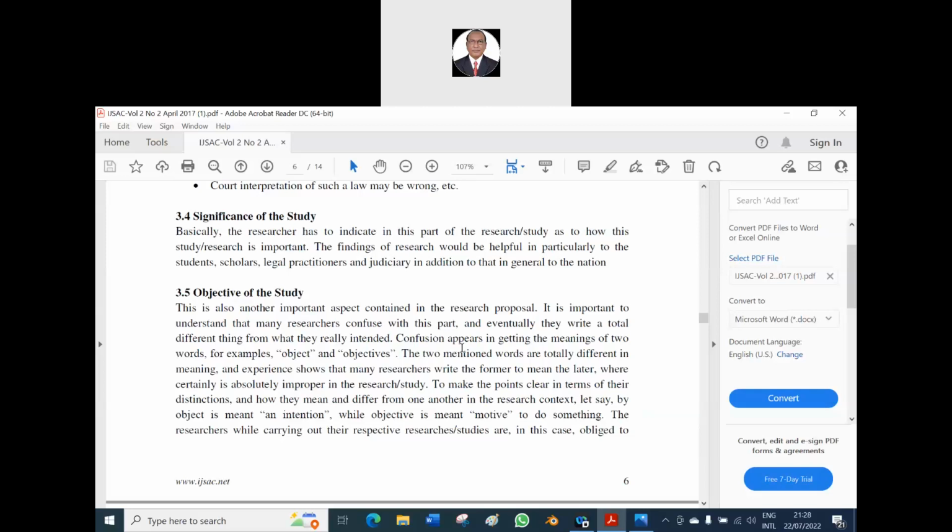The confusion appears in getting the meaning of the two words, for example, object and objectives. Objectives are attaining things. Object is a particular thing which you are going to get. The two words are totally different in meaning. What are the two words? Object and objective. Very good.